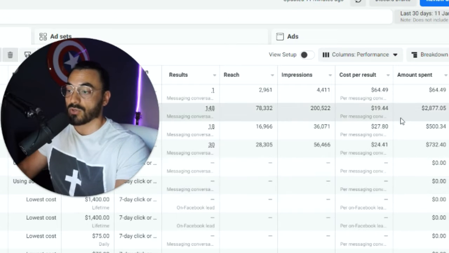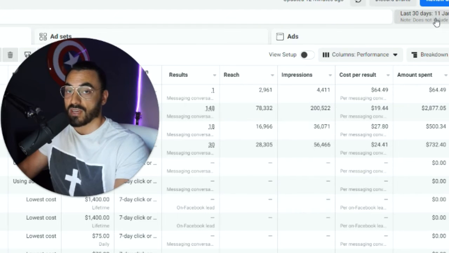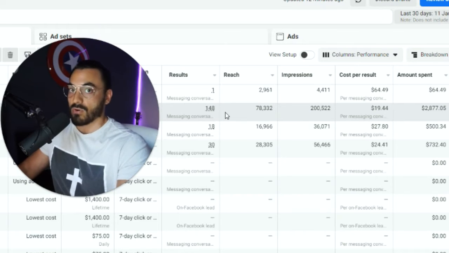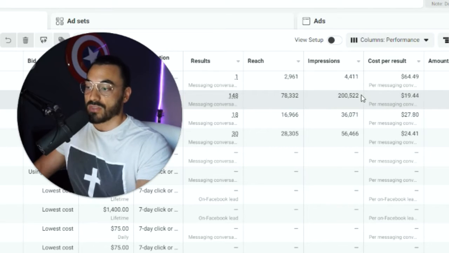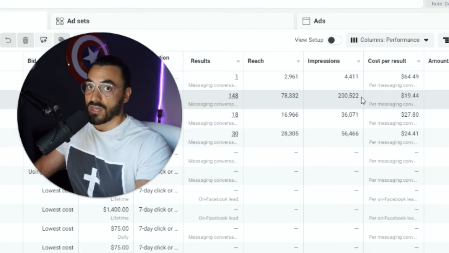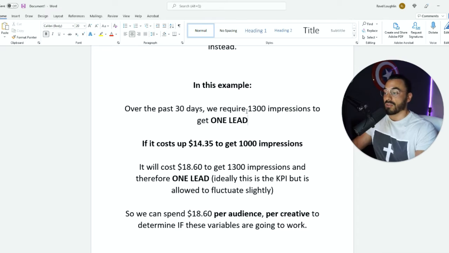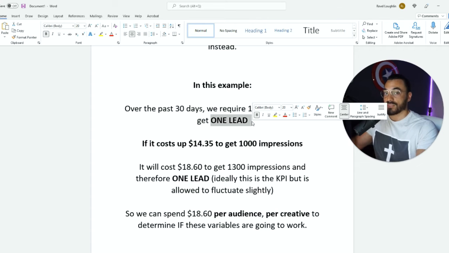So looking at these campaigns, we're looking at our top performing campaign, which has yielded 148 leads over the past 30 days. So you want to be looking at something significant. You couldn't really do this if you've only got 4 or 5 leads or 4 or 5 sales. So we tend to look at a larger portion of time so that we can gather a significant amount of data. With this campaign, we've gotten 200,000 impressions and 148 leads. So we divide 200,000 by 148, and that's going to tell us exactly how many impressions we need in order to get one lead. That rounds out to 1,300 impressions. Again, we require 1,300 impressions to get one lead based on the historical data of this ad account.